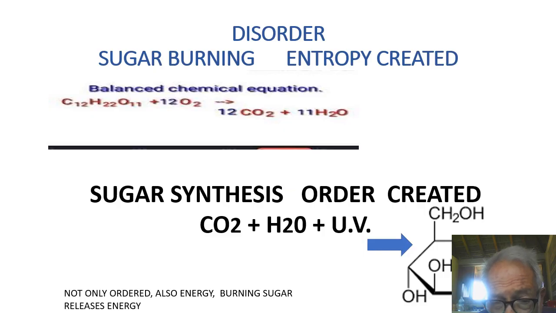Take a beautiful and very simple molecule, sugar. When you burn sugar, you create heat and you produce CO2 and H2O. On the opposite, in sugar synthesis in plants, order is created. From CO2, H2O, and ultraviolet radiation, you create a sugar molecule. Not only order, but also containing energy. Order and energy, energy and order. Burning sugar releases energy.